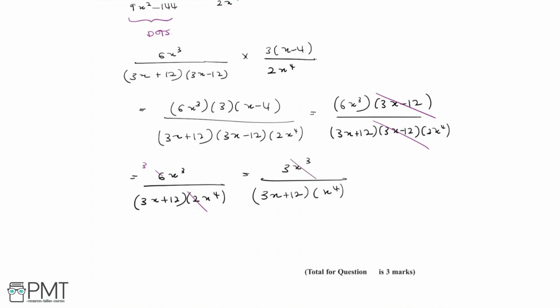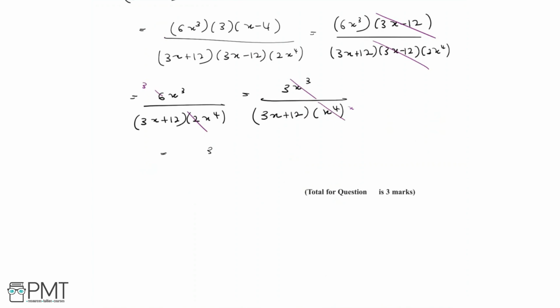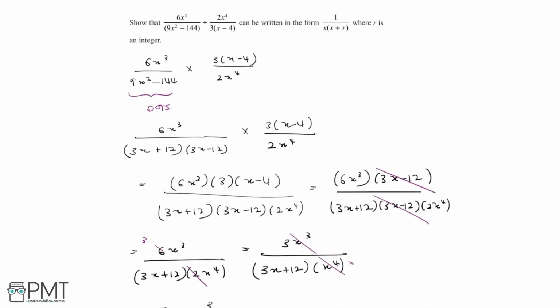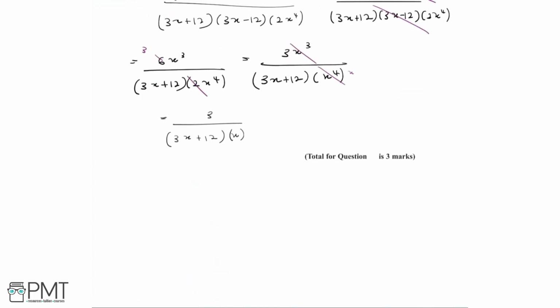Now we can get rid of the x cubed at the top. And so the x cubed will disappear on the numerator and we'll be left with an x in the denominator. So this now becomes 3 over 3x plus 12 multiplied by x. But now we want this in the form 1 over x multiplied by x plus r, so we need 1 in the numerator. Now we can get 1 in the numerator by dividing the numerator and the denominator by 3.